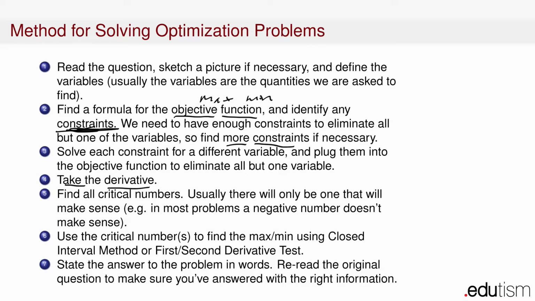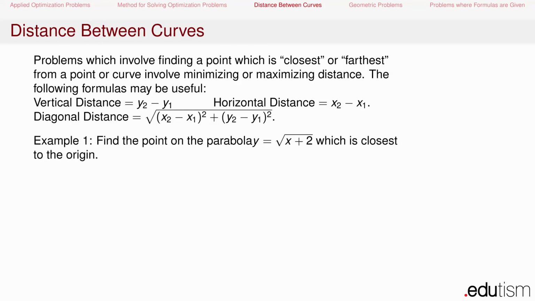Some questions, the answer will be basically the x-coordinate of the point you found. In other questions, it'll be the y-coordinate you have to give as the answer. Problems which involve finding a point which is closest or farthest from a point to another curve involve minimizing or maximizing the distance. The following formulas may be useful for this. The vertical distance is the difference between the y-coordinates, the horizontal distance is the difference between the x-coordinates, and for the diagonal distance we're going to basically use Pythagoras' Theorem here.